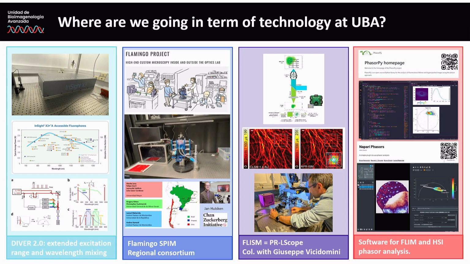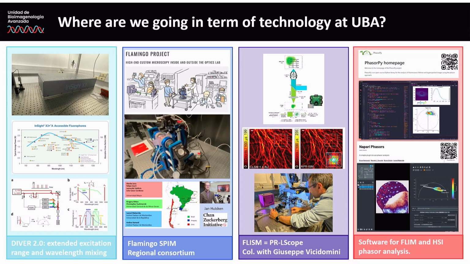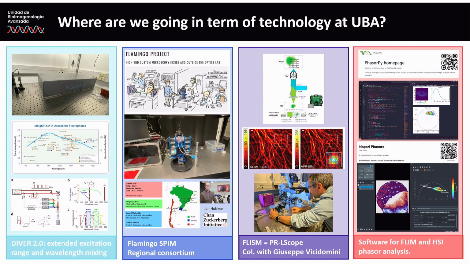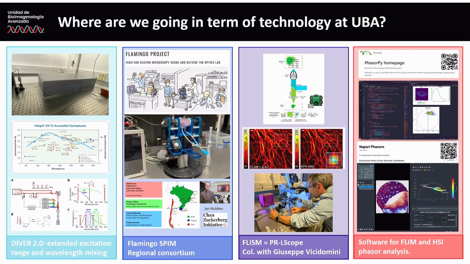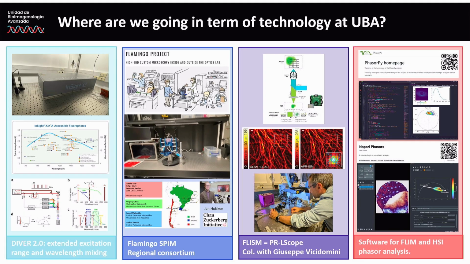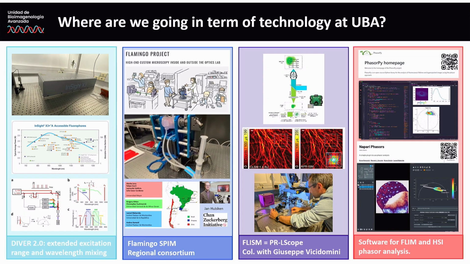So we received a new heart for the diver. This is a new laser with an extended range that we wanted to use for purposes of exciting other molecules, but also for other spectroscopy like wave mixing, CARS, and things like that. We are waiting for our Flamingo, which is a fantastic initiative between Uruguay, Brazil, and Chile. And there are many friends here participating in the consortium.